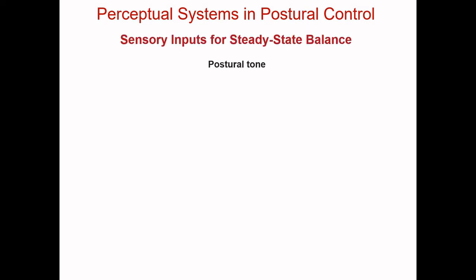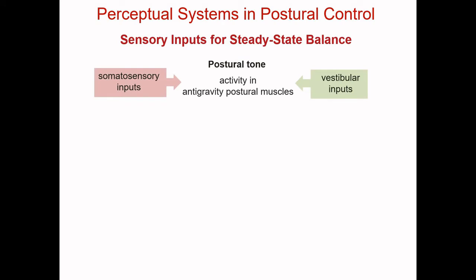The first part of today's lecture is devoted to reviewing the contributions of the different perceptual systems to postural control. We will begin by looking at how the influence of inputs from the various senses affects the organisation of steady-state balance. If you remember back to our early lecture on steady-state balance, you will recall that steady-state balance is supported by postural tone. Postural tone concerns the coordinated activation of anti-gravity muscles. Postural tone is affected by inputs from the somatosensory and vestibular systems.